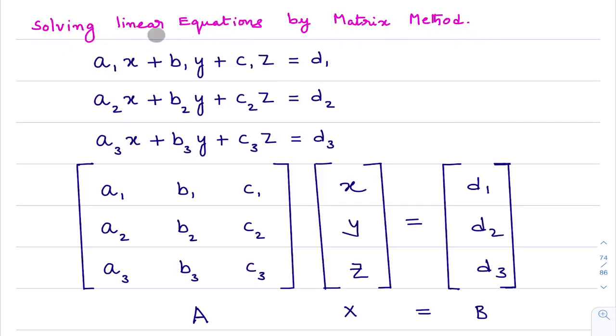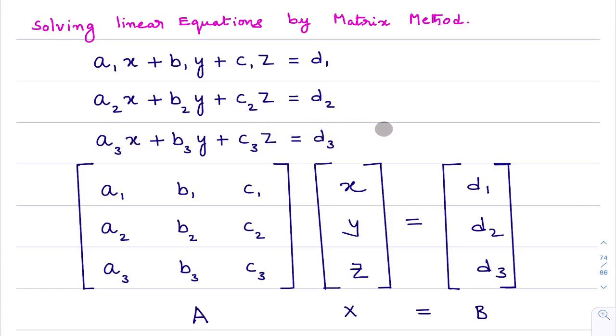What are linear equations? You see here, a1x plus b1y plus c1z. This is one linear equation: a1x plus b1y plus c1z equal to d1, like 2x plus 3y plus 4z equal to 6. An example I am saying. This is one linear equation. This is another linear equation. This is another linear equation.